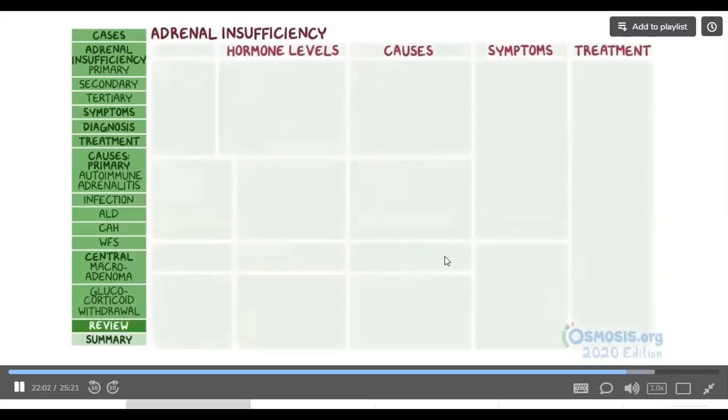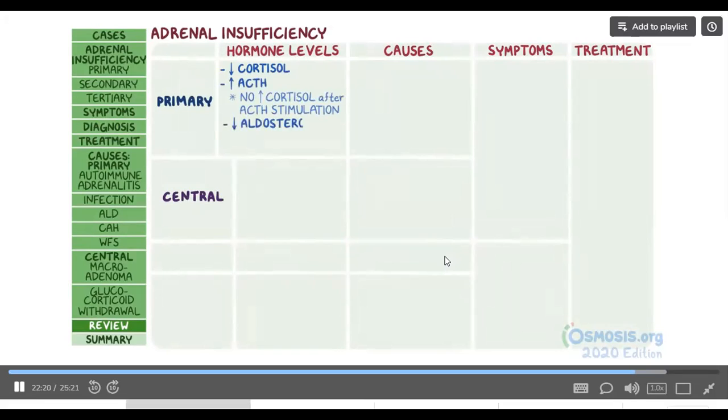Adrenal insufficiency can be primary, when the adrenal glands don't work properly, or central, when there's a problem with either the hypothalamus or the pituitary. With primary adrenal insufficiency, there is low cortisol, high ACTH, and no increase in cortisol level after the ACTH stimulation test. There can also be low aldosterone and high plasma renin activity.